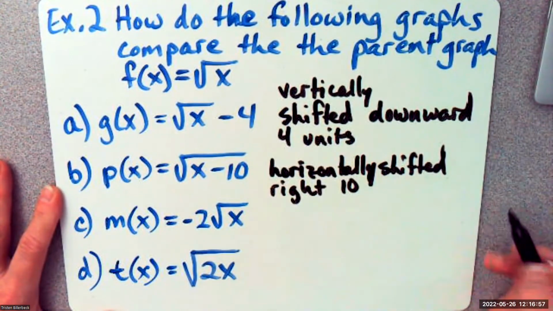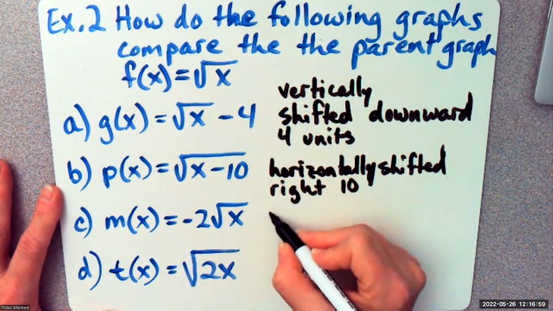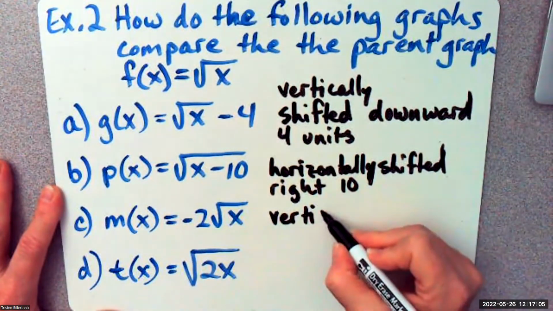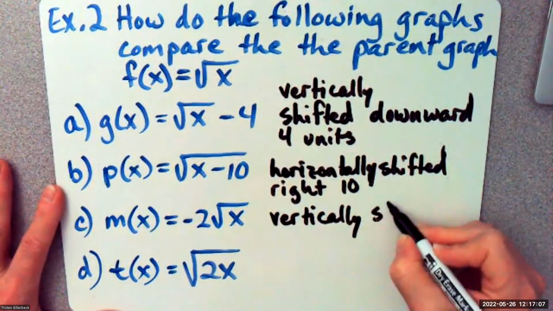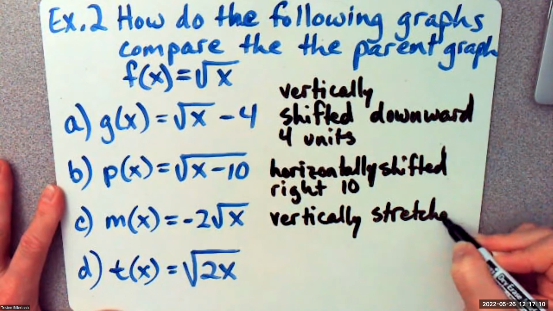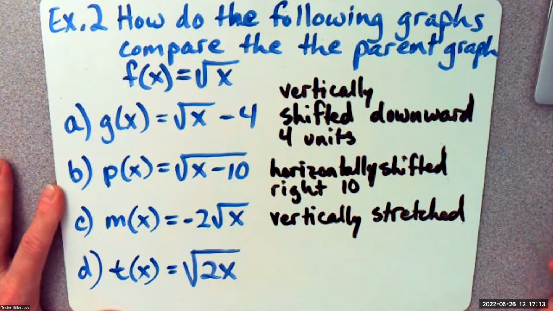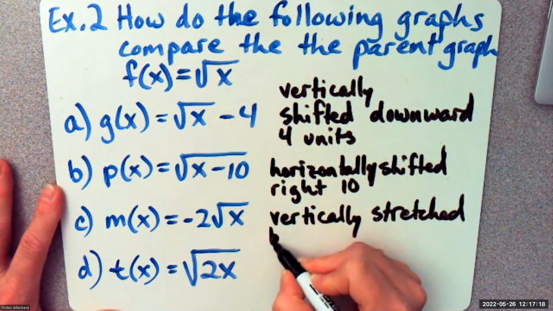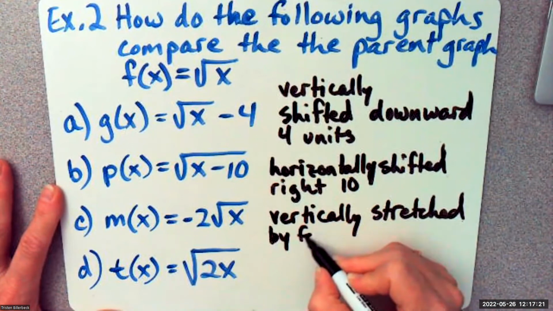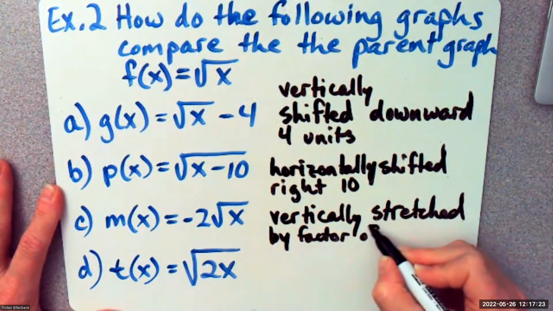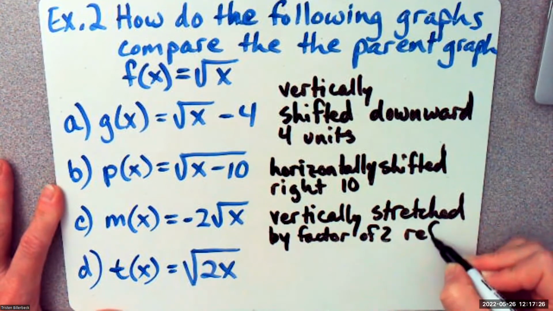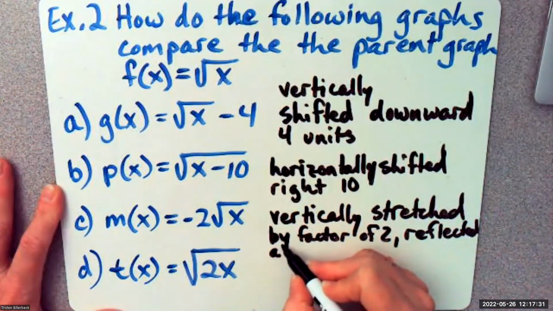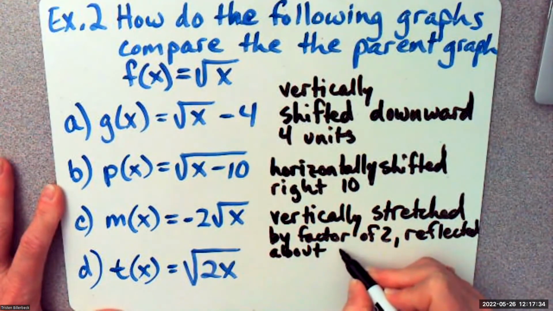This one is vertically stretched because the 2 is now outside. So it's vertically stretched by a factor of 2 and reflected about the x-axis.